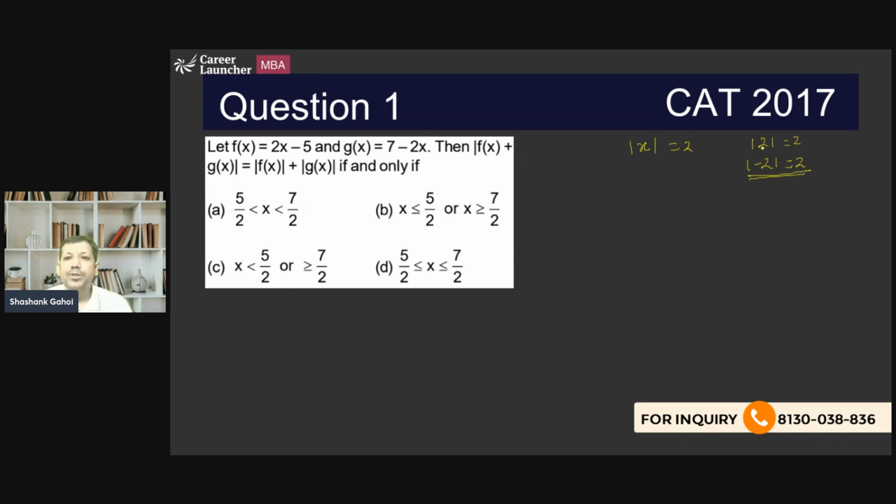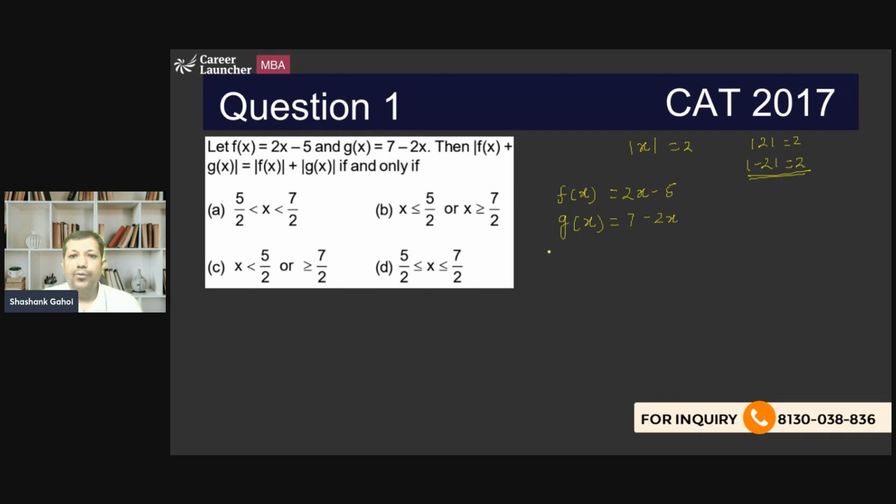So if the value is positive, it will show as it is. If the value is negative, it makes it positive. So mod changes the sign, and it always makes a negative value positive. It doesn't impact any positive value. Okay. Now let's solve this question. So what does it say? It says that f(x) is equal to 2x minus 5. Okay. What is g(x)? That is 7 minus 2x.